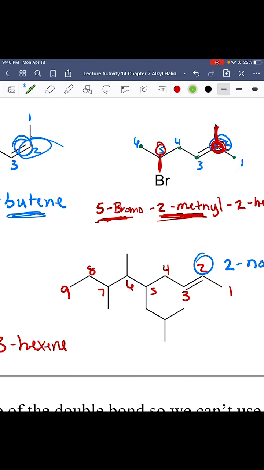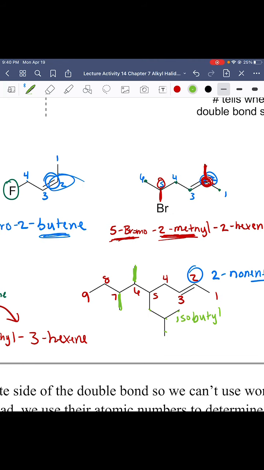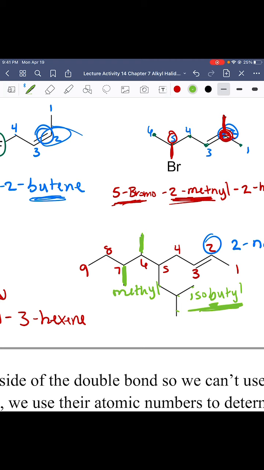Now we have to deal with our substituents here. I'm going to pick green this time. We have a methyl here. We have a 1, 2, 3, 4 carbon substituent here. This is an isomer of butane, so we're dealing with an isobutyl. All right, and we have another one, another methyl group here. So when naming this, our B is going to come before M, or methyl. So let's start with our isobutyl chain here.